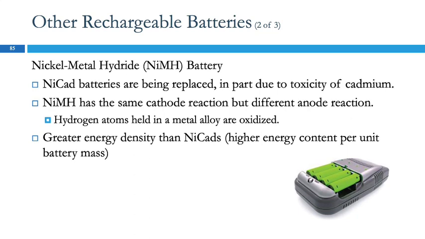Another advantage that the metal hydride batteries have is that they have greater energy density. And what we mean by energy density is the energy content per unit mass of the battery. So especially if you've got something like a drone or an RC airplane, you want that battery to be as light as possible, right? And so the nickel metal hydride ones are more energy dense. You get more energy.